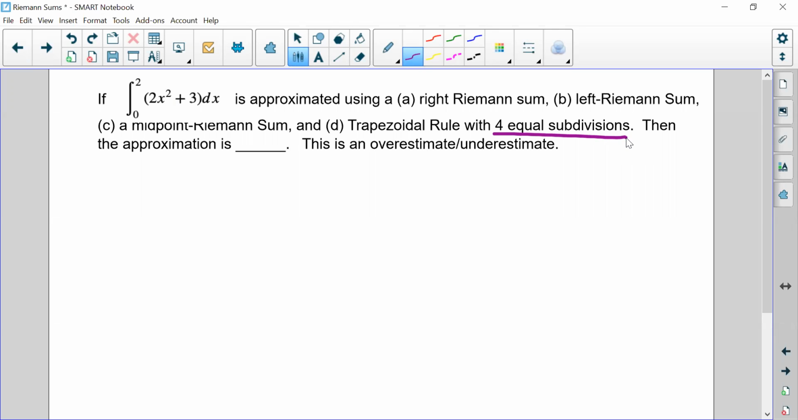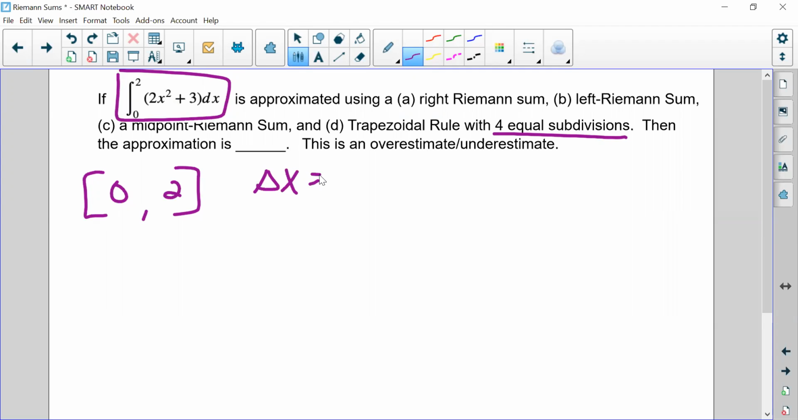Okay. So I notice this information here. So what is the beginning of my interval? What is the ending of my interval that I'm looking at? 0 to 2. I want 4 equal subintervals. So let's find delta x. So how would I figure out delta x? 2 minus 0 divided by 4. We have 4 equal subintervals.